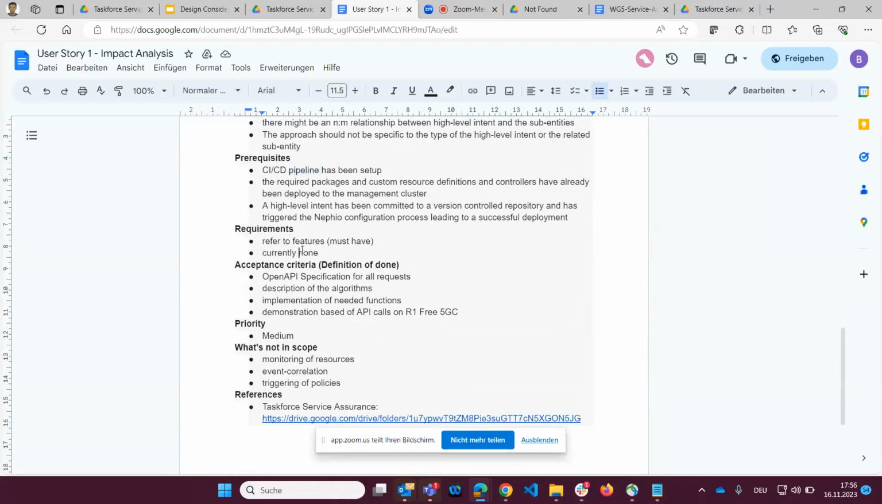There are currently no non-functional requirements. I forgot to mention that. Acceptance criteria for the definition of done: we should have an OpenAPI specification for all the feature requests I listed above, a description of the algorithms, and implementation of the needed functions, and it should be demonstrated based on API calls, for instance, on release 1.3.5. But Sandeep, I thought your diagram was already looking very good. I'm happy to adjust that here. If you can demonstrate that with your solution, I'm fine with that. Priority medium. What's not in scope: monitoring of resources, event correlation, triggering of policies. I put as a reference the design configuration and the folder of our task force here. That's the user story.